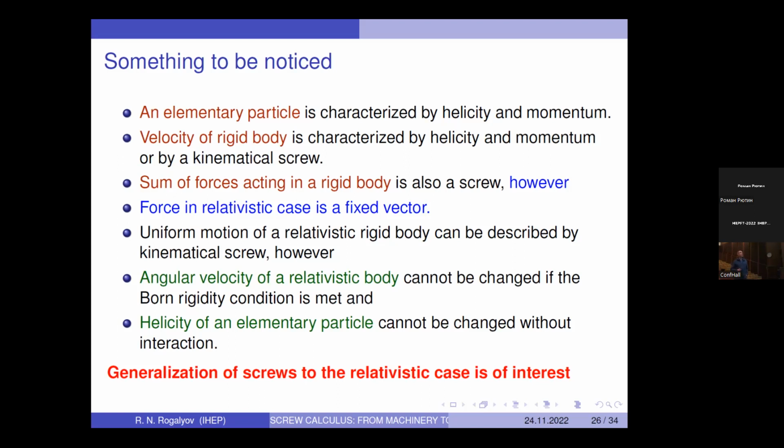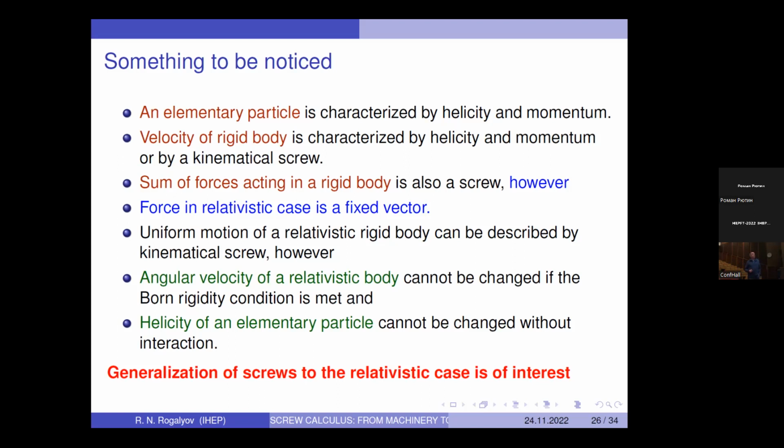between rigid body dynamics and the relativistic case, where force is a fixed vector rather than a sliding vector, because one needs to observe Born rigidity in relativistic dynamics. And uniform motion of a relativistic rigid body can be described by a kinematical screw, as in the case of classical mechanics. However, angular velocity of a relativistic body cannot be changed without interaction and without breaking Born rigidity conditions.